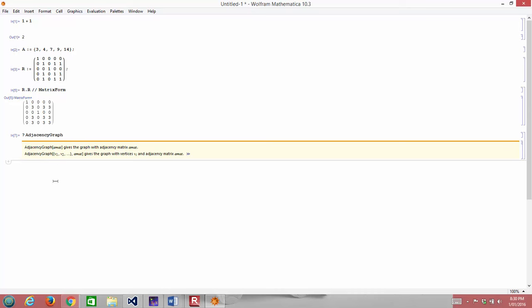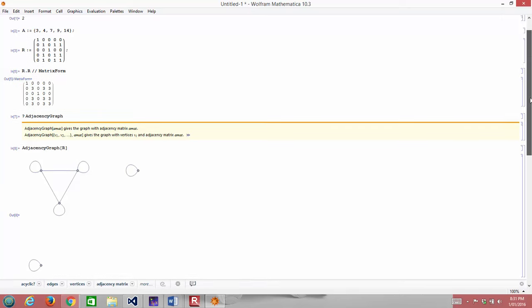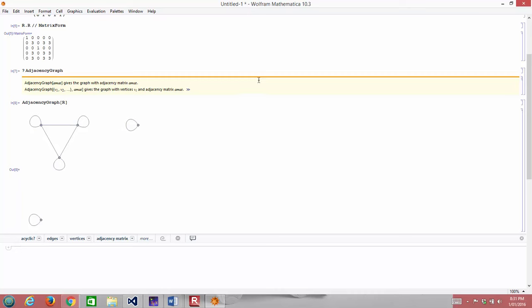So let's see. What I want to do is I want the adjacency graph of my matrix R. Now, Mathematica uses square brackets for its inputs, so it likes capital letters for its commands, and it likes square brackets for inputs of functions. So I say AdjacencyGraph of R, and I go ahead and I hit enter, and it drew me this nice picture. Now, it doesn't label anything, which makes sense because I didn't give it a labeling for any of these things. I just had my own labeling in my head, and then I input that.